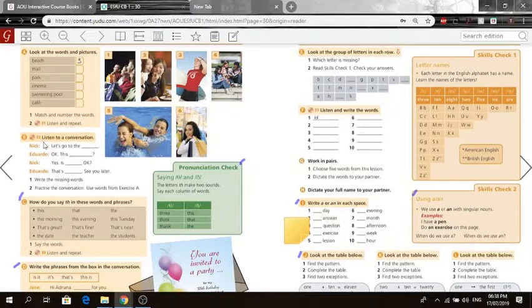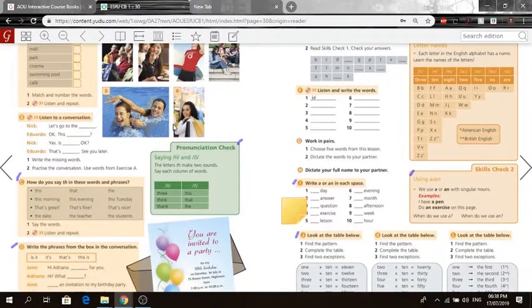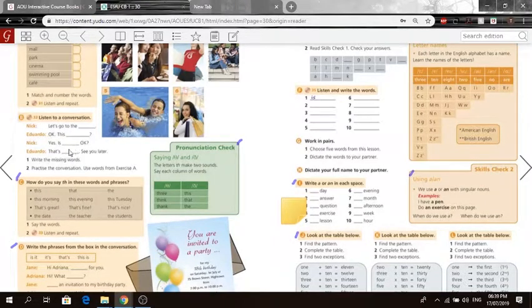Okay? Now, exercise B, 32, listen to a conversation. Okay, so I'm gonna say these sentences as in a conversation, and you guys can complete them, okay? You can pause whenever necessary.